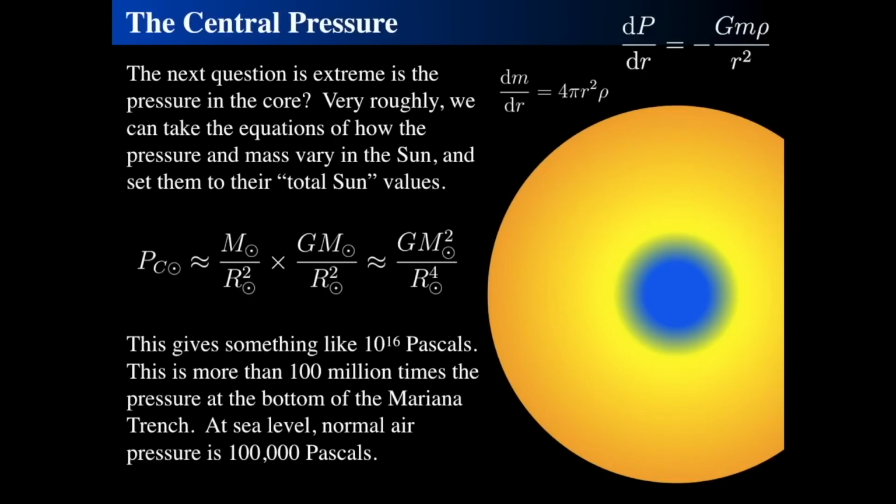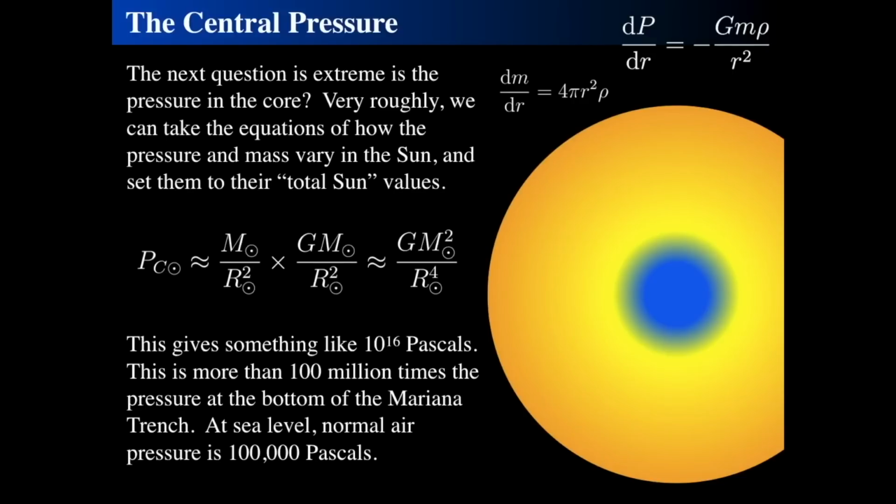Okay, so we then say, well, what's the pressure there? We can take that hydrostatic equilibrium equation and merge it with what we call the mass continuity equation, which is the little one that I put there in the upper right. Those two things merge together and we just treat them as total sun values. So replace the dP with the pressure at the center of the sun, replace the dr with the radius of the sun, replace the m with the mass of the sun, and the rho with the density of the sun, etc.